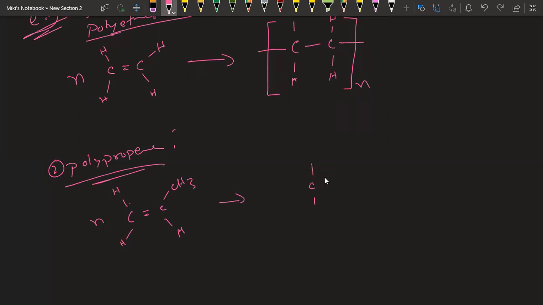Let me draw the repeating unit part of the monomer at first with one single bond in the middle. And we have hydrogen, hydrogen, hydrogen, and a CH3. Hence the hands are free, and we place square brackets and place an n at the bottom. Got it? So that's how we form such molecules.